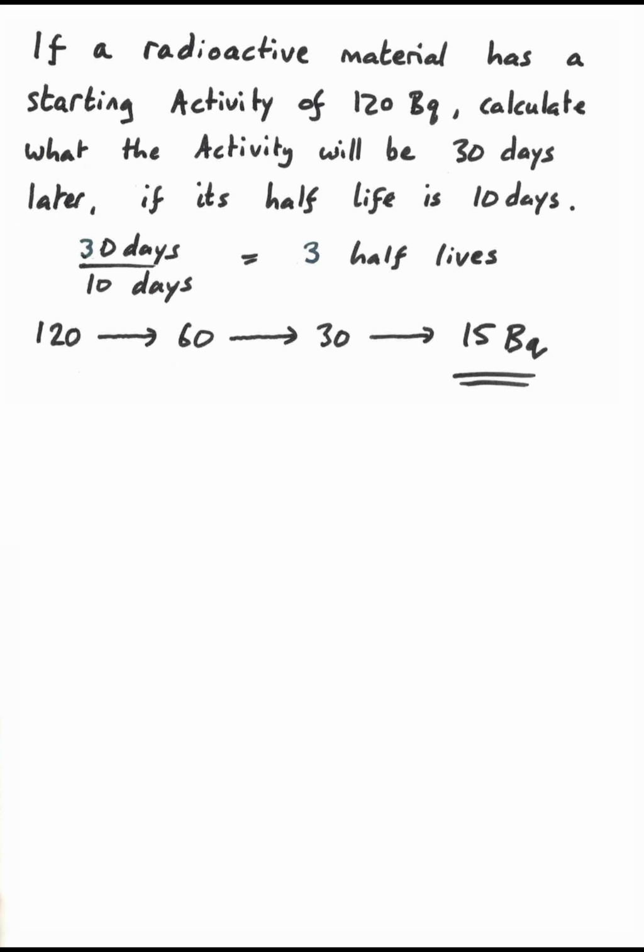Anyway, in this example, a radioactive material has a starting activity of 120 becquerels, and we need to calculate what the activity will be 30 days later, if the half-life time is 10 days. Firstly, we need to find out how many half-lives are in this big lot of time. So if the big lot of time is 30 days, then that's 30 days divided by 10 days, which is 3. So that's 3 half-lives. So that's 3 times we have to halve the starting activity to get to what will be the final reading.